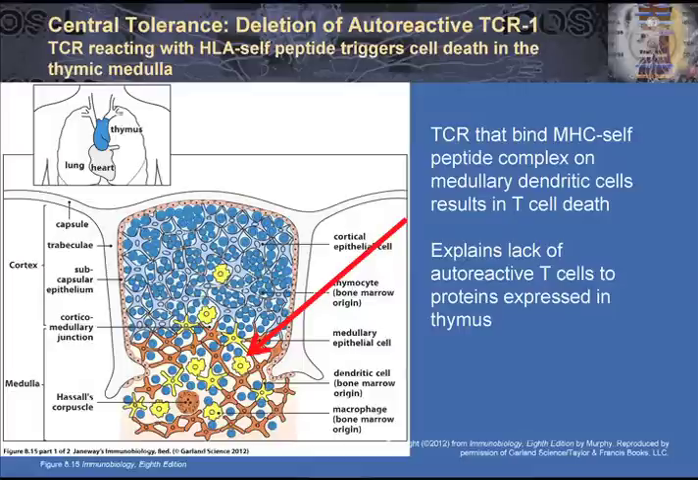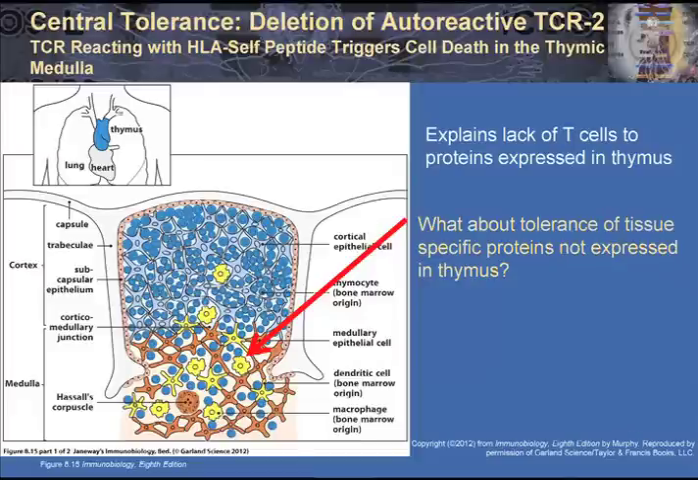So in contrast to the cortex of the thymus, where T cells have to be rescued from cell death by having the T cell receptor that engages MHC, in the medulla, if your T cell receptor engages the MHC too well when it interacts with the dendritic cell, it dies. And this is the process of deletion of autoreactive T cells to proteins that are expressed in the thymus. So this is how we generate tolerance to all the proteins that are expressed all over our body.